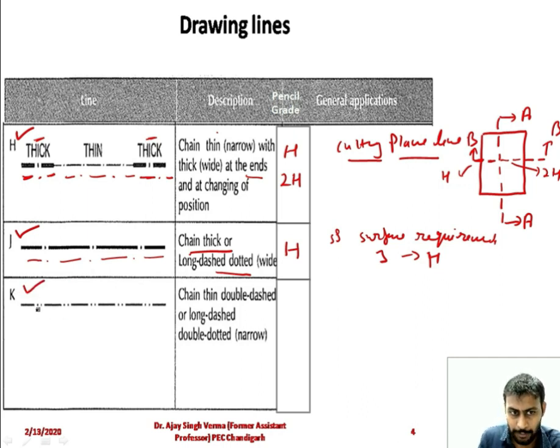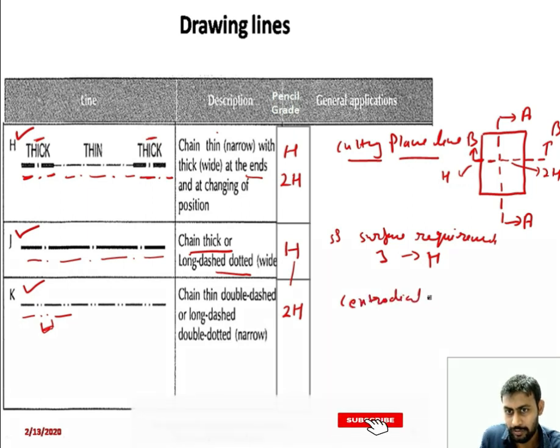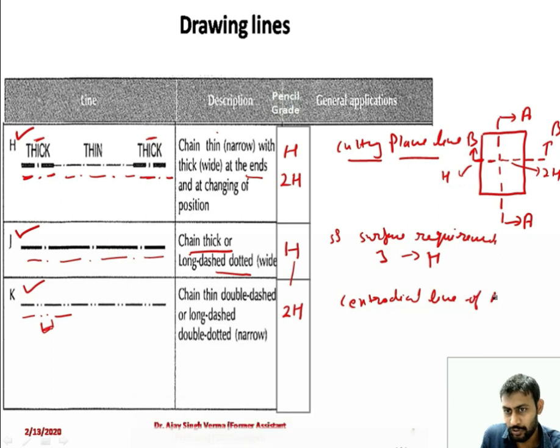You can see precisely here a thin line, then a double dot, a thin line and a double dot. The main difference is that the K type line has double dots. So chain thin, double dash or long dash, double dotted narrow is used where, and before we use it, what pencil will we use here? 2H pencil. It is used to represent centroidal lines of a moving object. We will go for the K type line, and this K type line will be represented with a 2H pencil.